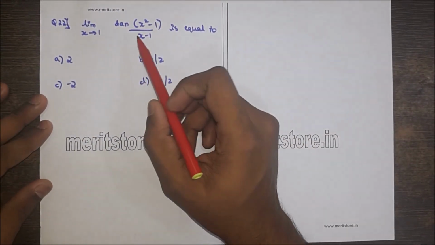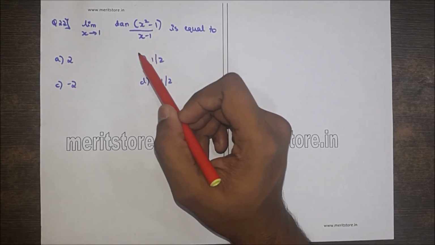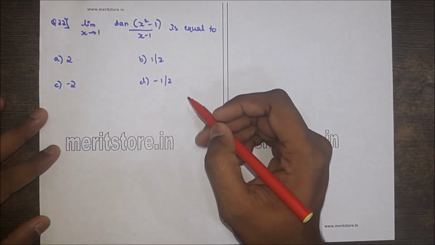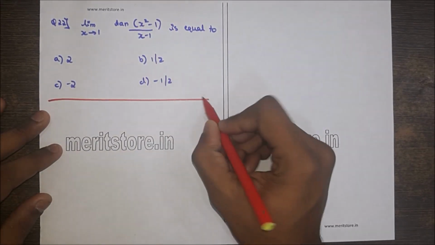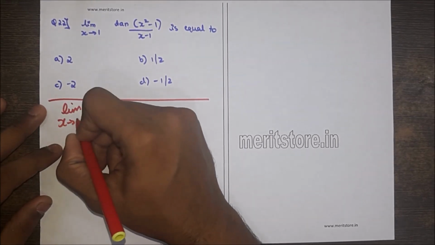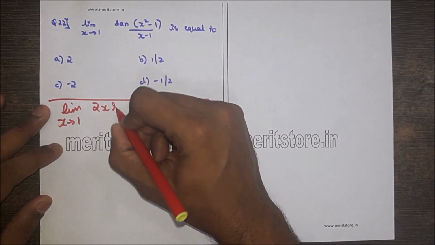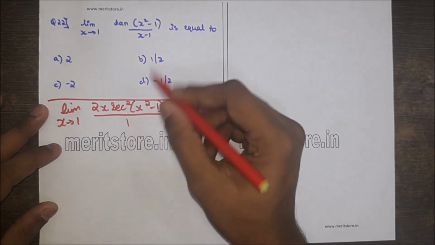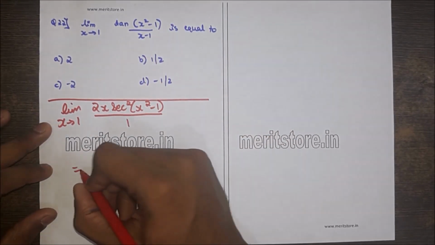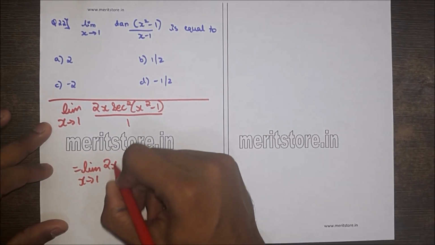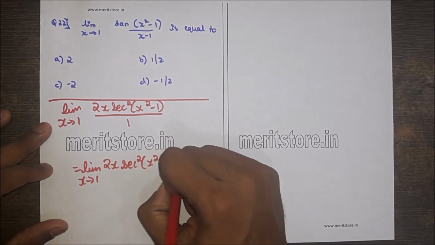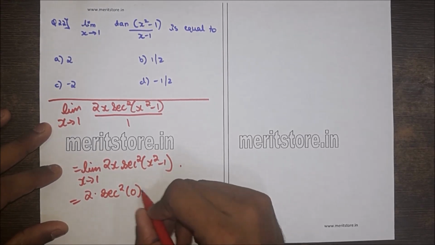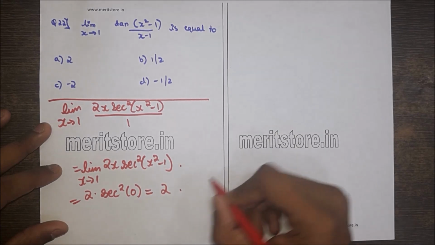Limit of x tends to 1 of tan of x square minus 1 upon x minus 1 is equal to: A 2, B 1 by 2, C minus 2, and D minus 1 by 2. Now this is in the form of 0 by 0. Therefore, taking the derivative, we get limit of x tends to 1 of 2x sec square x square minus 1 upon 1, which gives us limit of x tends to 1 of 2x sec square x square minus 1. Now applying the limit, we get 2 into sec square of 0, which is 1, therefore giving us 2, which is option A.